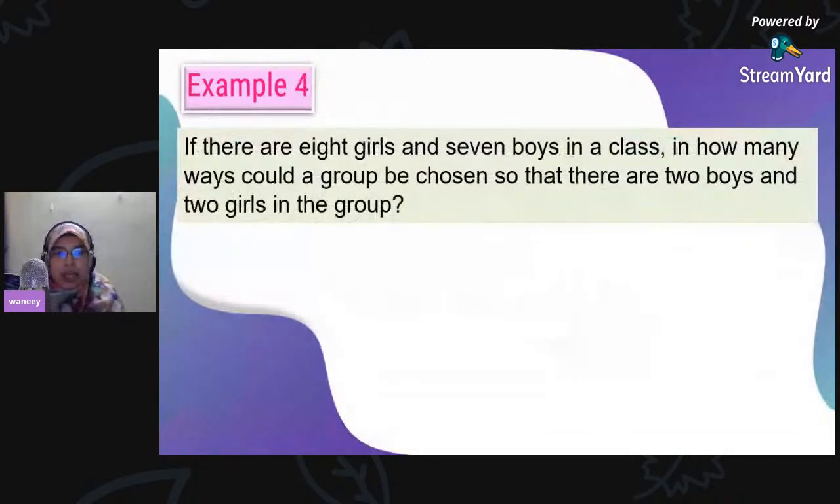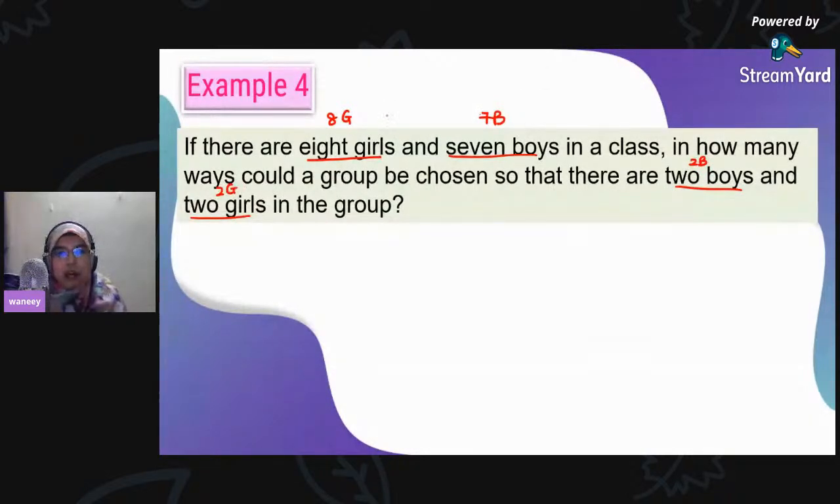If there are 8 girls and 7 boys in a class, in how many ways could a group be chosen so that there are 2 boys and 2 girls in the group? So I want to have 2 boys and 2 girls in the group.